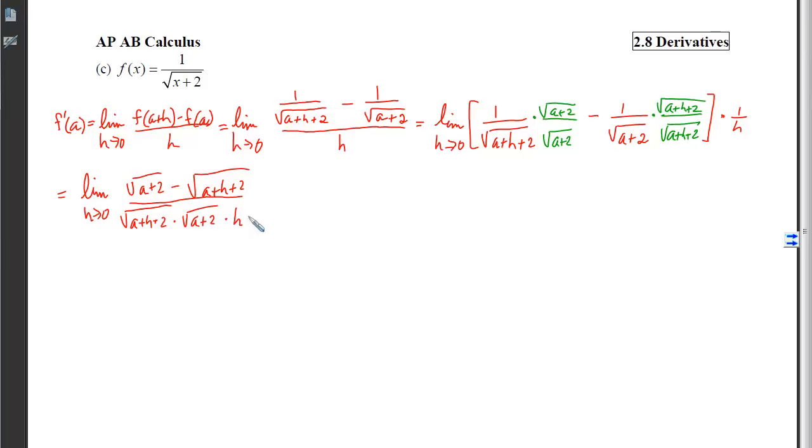Well, I still haven't fixed the problem. I'm at least to the point now where I've only got one fraction instead of a complex fraction, but I still can't get rid of this h because the h's here are trapped. So to fix this top so that I can get this h out of it, because I need to be able to cancel, I'm going to make another smart choice for 1, and this time it's going to be the conjugate. So I'll take the root a plus 2 plus that root of a plus h plus 2.